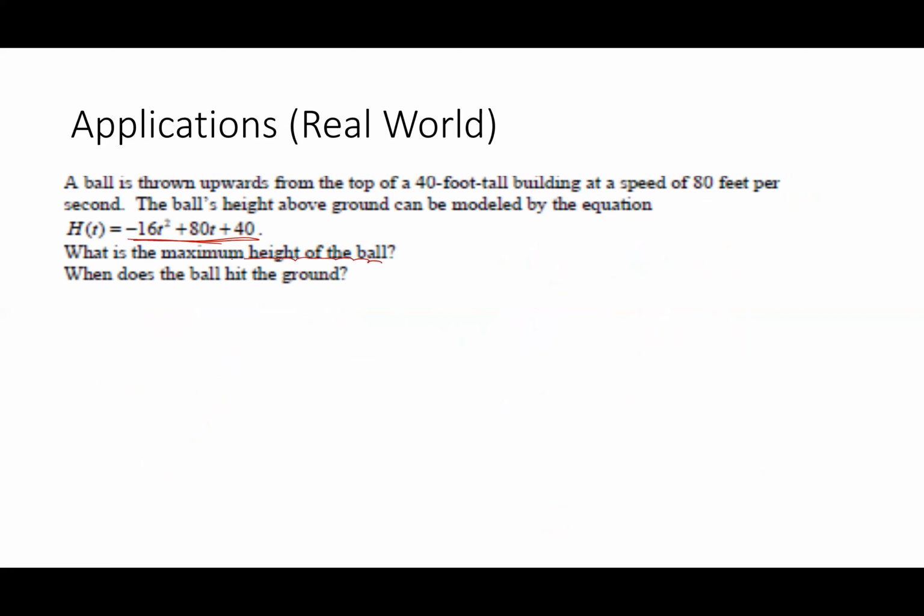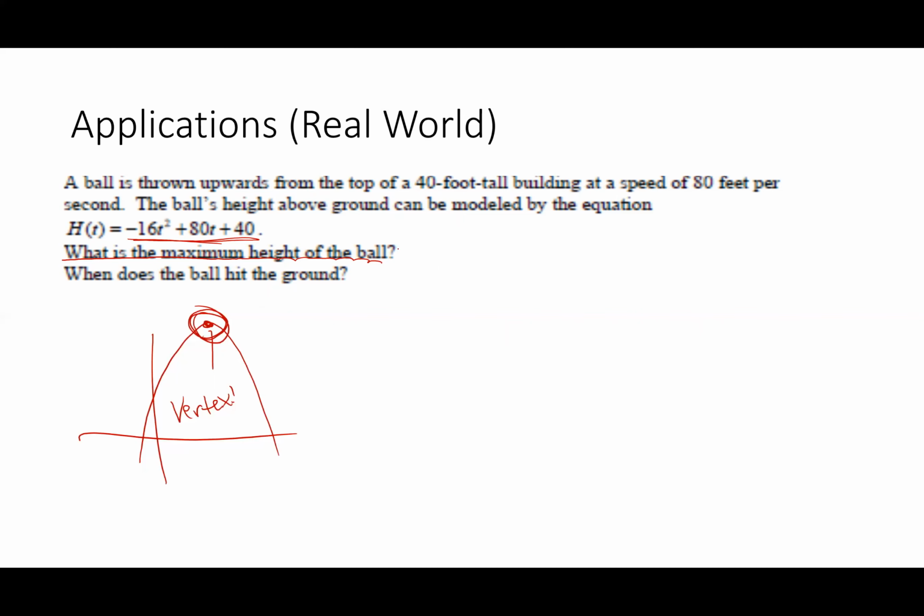What does that mean? So the maximum height of the ball, let's think about what that means contextually. So if I think about the graph of this ball, right, it's going to look something like this, the graph of the trajectory, the ball's height. Where is the maximum height going to be? It's going to be right here. What point of this quadratic am I really looking for? This is my vertex.